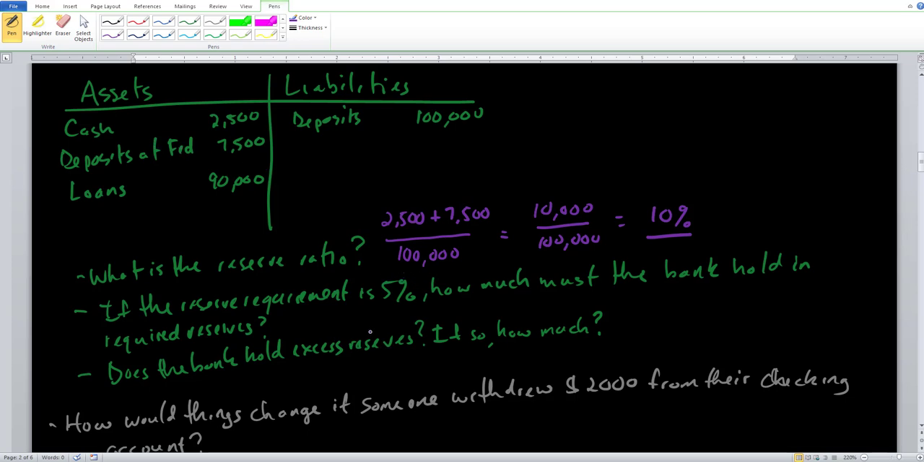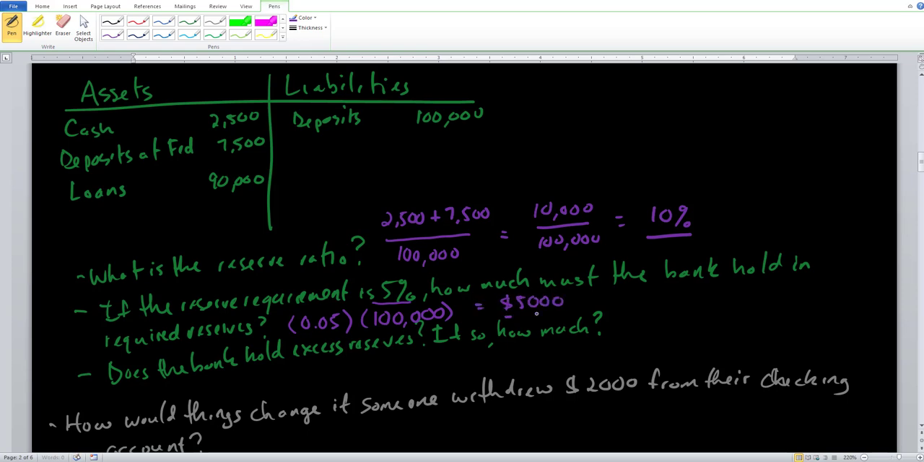Question number two, if the reserve requirement is 5%, how much must the bank hold in required reserves? So we have a reserve requirement of 5%. By law, this bank has to hold 5% of all of its deposits as required reserves. To do that, we just need to go ahead and multiply our reserve requirement multiplied by the total deposits. So here we have 5%, 0.05. You want to put this into decimal form. You multiply it by the total deposits, 100K. And then when you multiply these two together, you get $5,000.